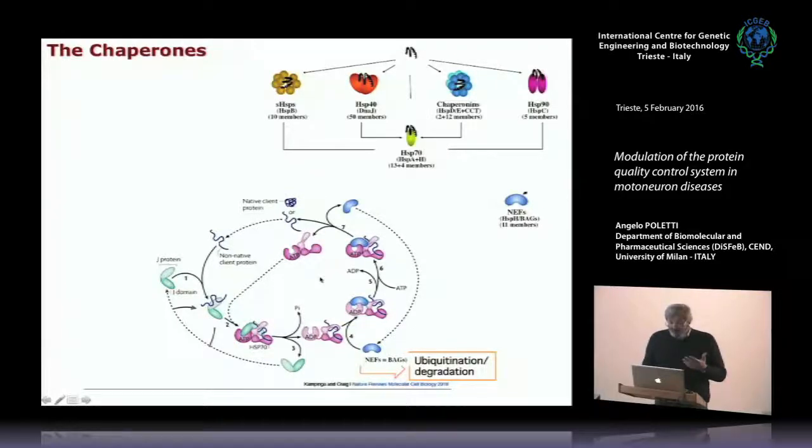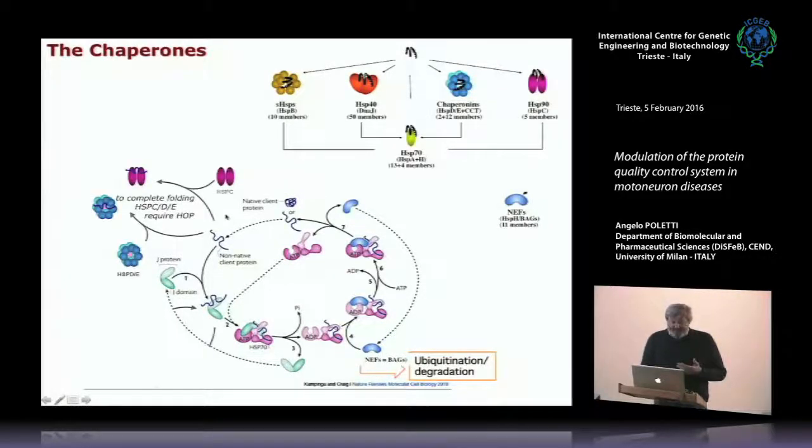When this is almost finished, the assistance of the HSP90 and the chaperonins is required to fold properly the protein. And probably you have only a single or two different alternative conformations that may exist in the cells, and are the ones that confer the activity of this protein. If something goes wrong, they have to be cleared away from the cells.